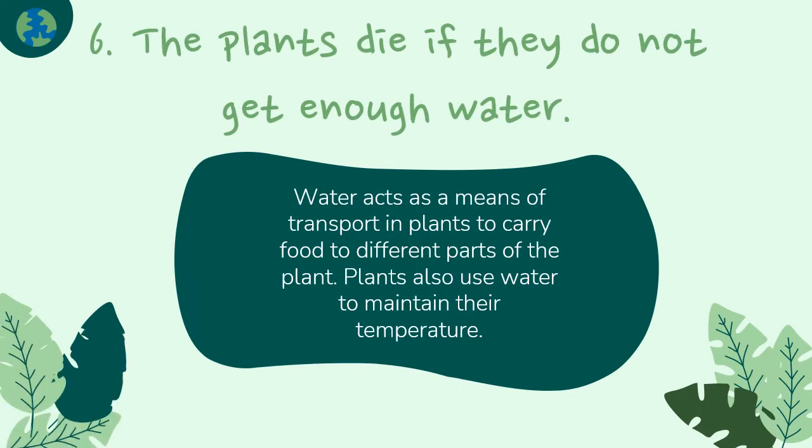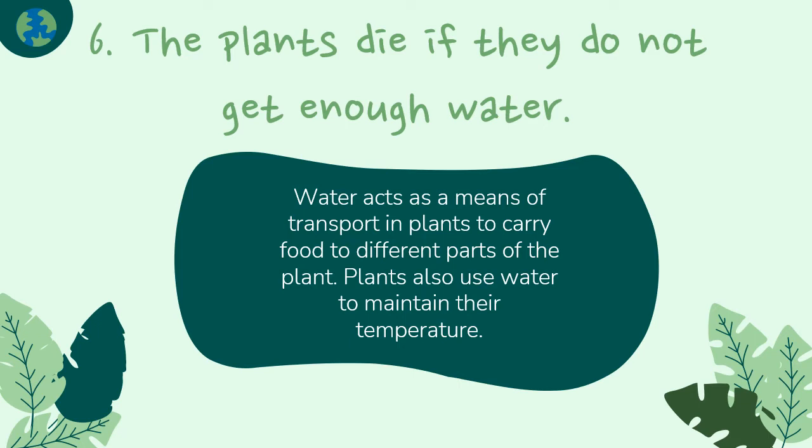Plants die if they do not get enough water. Water acts as a means of transport in plants to carry food to different parts of the plant. Plants also use water to maintain their temperature. Plants use their root hairs to absorb water from the soil. They eventually lose moisture through a process called transpiration, which is the loss of water from the surface of the stems and leaves in plants.